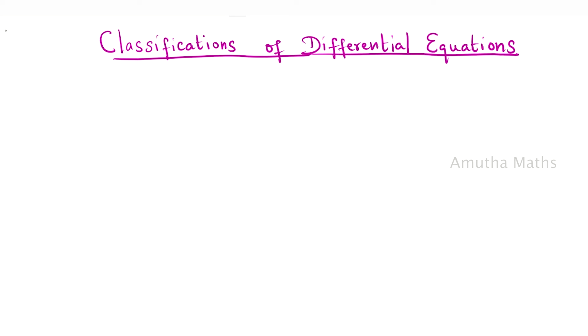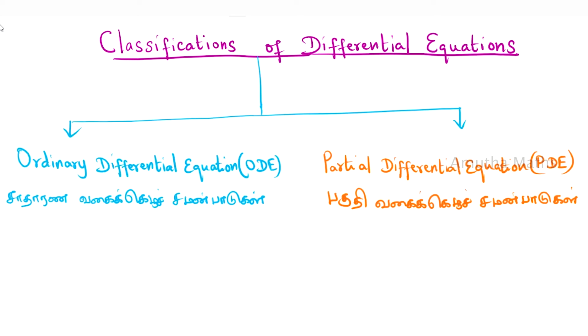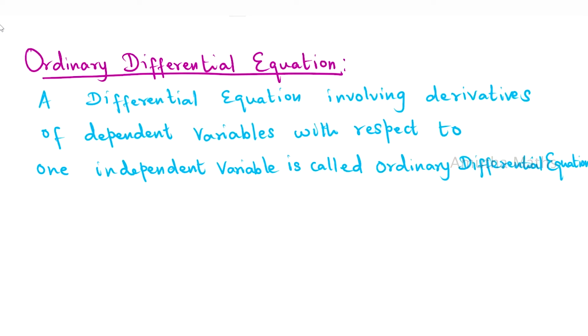Hi students, today in this session we are going to learn the classifications of differential equations. A differential equation is classified into two types. The first one is ordinary differential equations, that is ODE, சாதாரண வகைக்கெழு சமன்பாடு. The next one is partial differential equation, that is PDE, பகுதி வகைக்கெழு சமன்பாடுகள். Now we shall see the two types of differential equation in detail. The first one is ordinary differential equation.